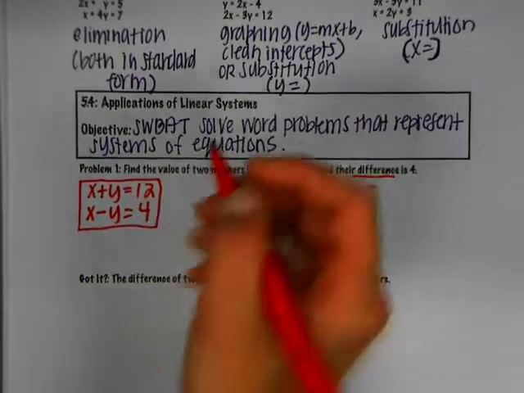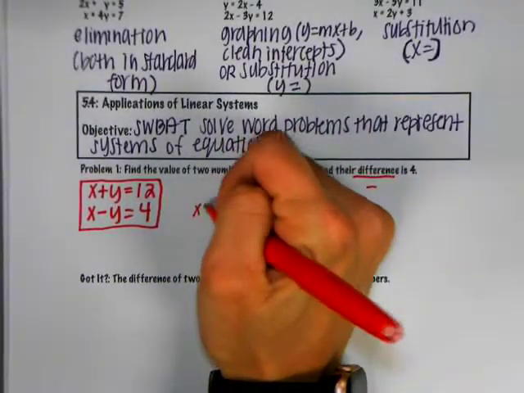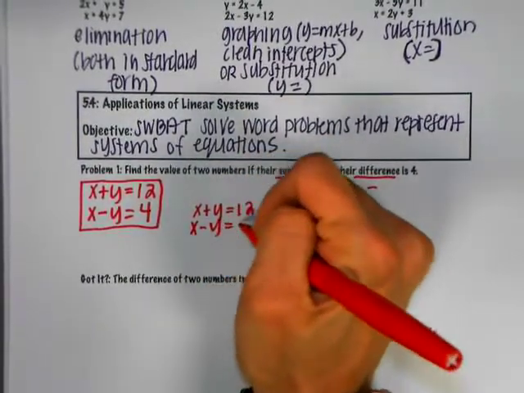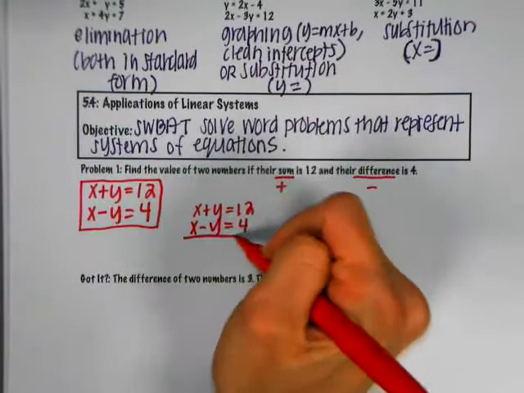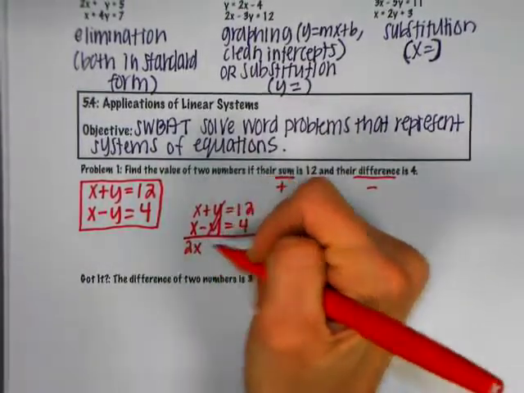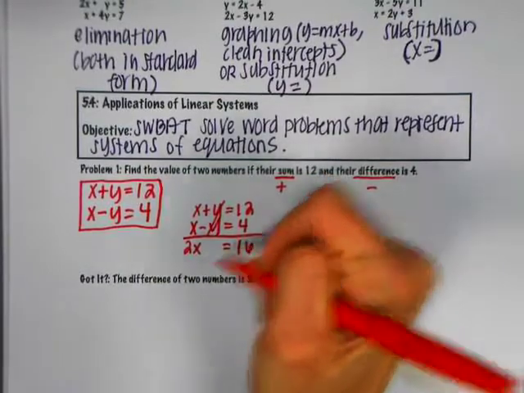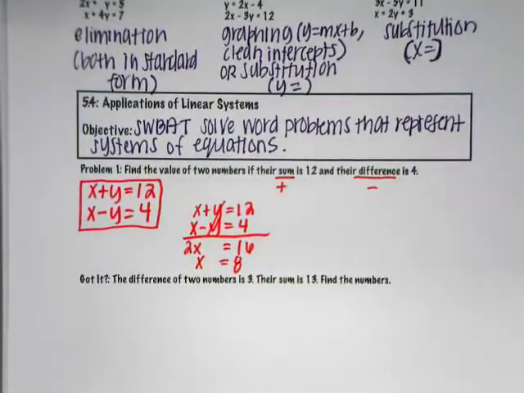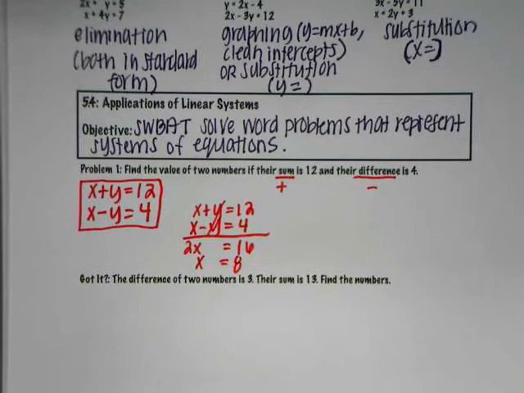So now what method is going to make the most sense for this? Elimination, yeah? And do I have anything that's going to cancel right off the bat? Yes. The y's. So what's x plus x? 2x, 12 and 4 is 16. So what does x equal? 8. Yep. So you know for sure one of your numbers is 8.